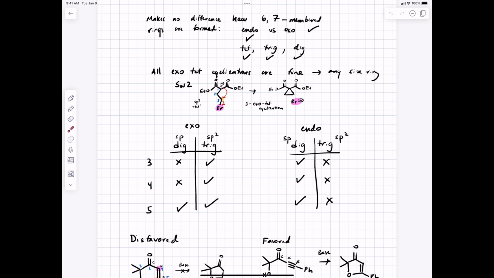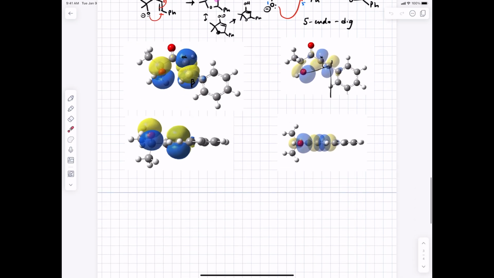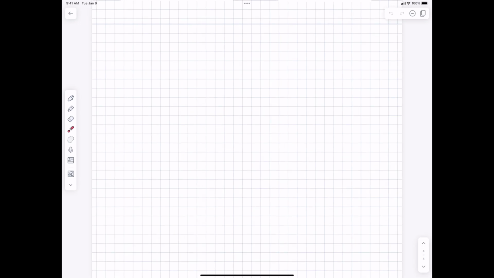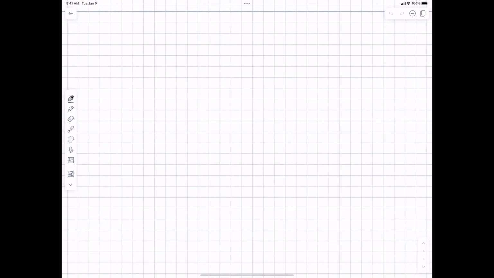Okay, where were we? Radicals is the next topic. There's a lot we could say here, but maybe we don't need to. Maybe I'll just start by asking, what doesn't make sense to you about radical reactions?